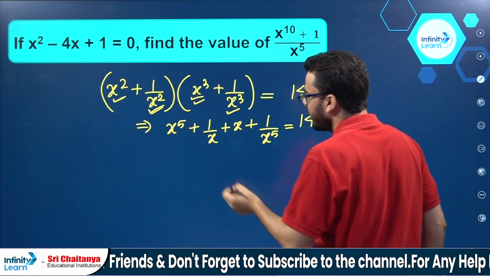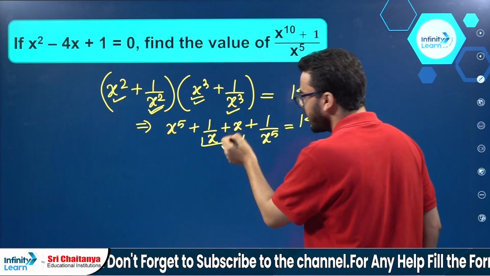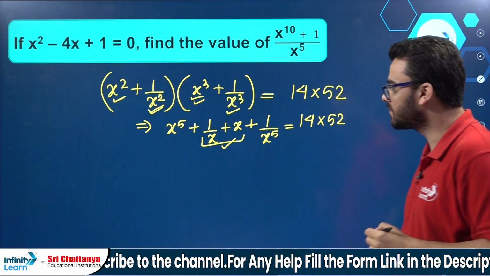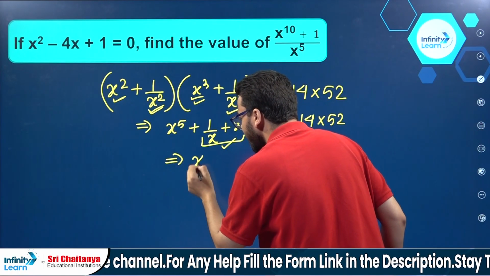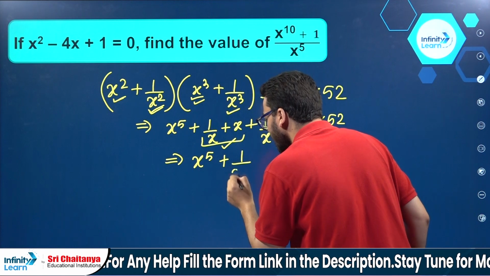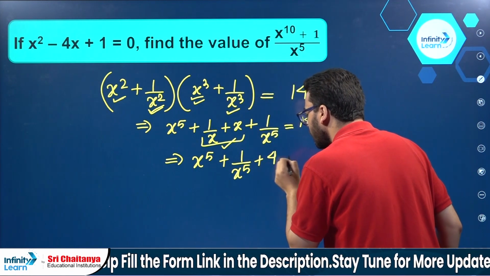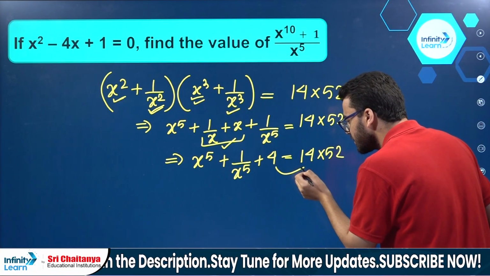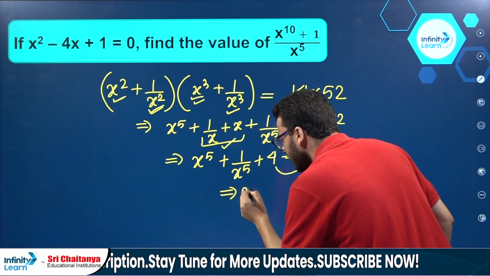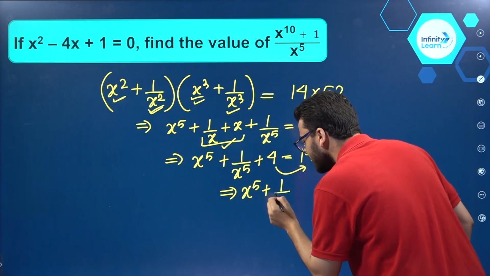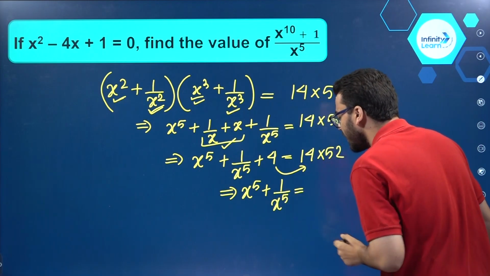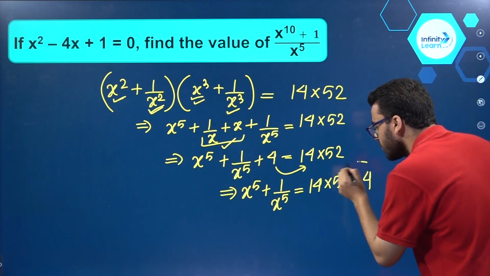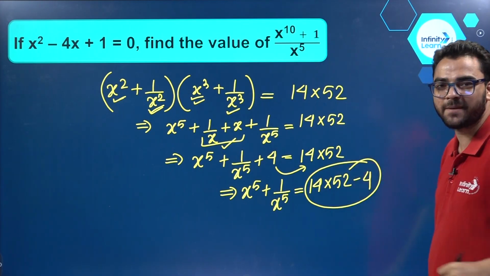So you see from here, this thing we already know. x plus 1 by x in this question was 4. So we can put x plus 1 by x equal to 4. So we'll get x raised to the power 5 plus 1 by x raised to the power 5 plus 4 to be equal to 14 into 52. So this will be subtracted from the other hand side of the equation. So we'll get x raised to the power 5 plus 1 by x raised to the power 5, that is equal to 14 into 52 minus 4. Obviously, you can do the calculation from here. I was just explaining the method.